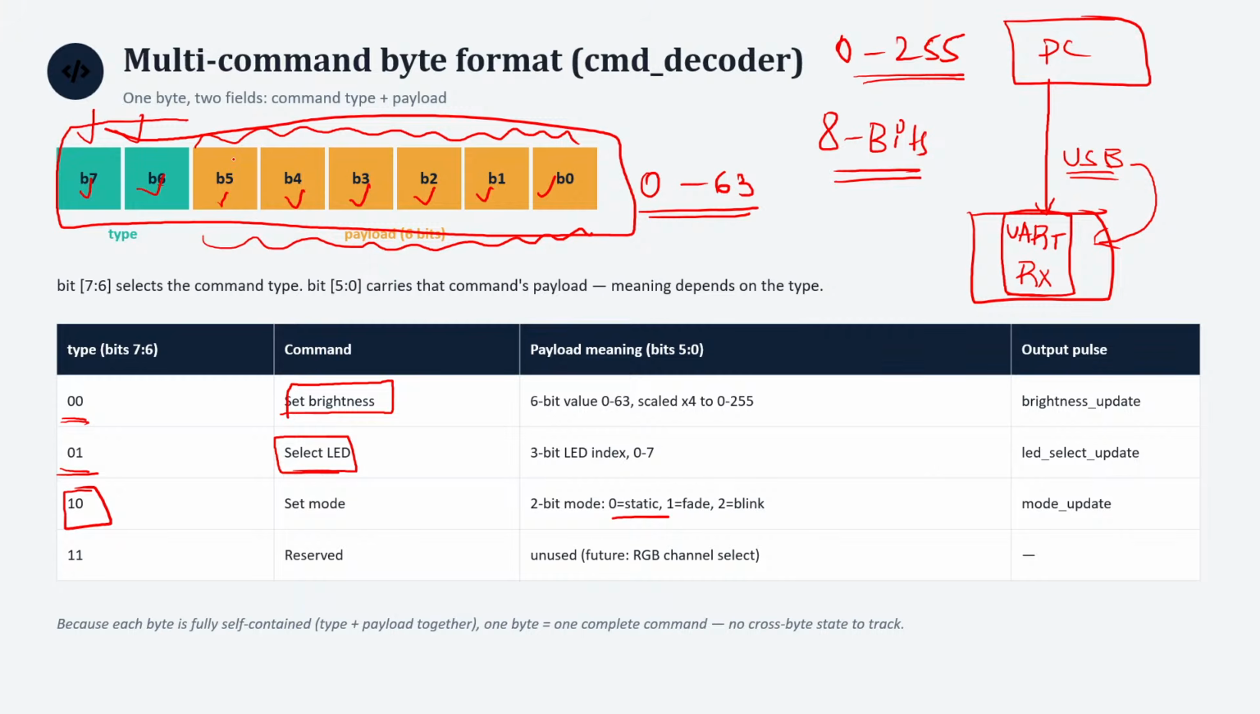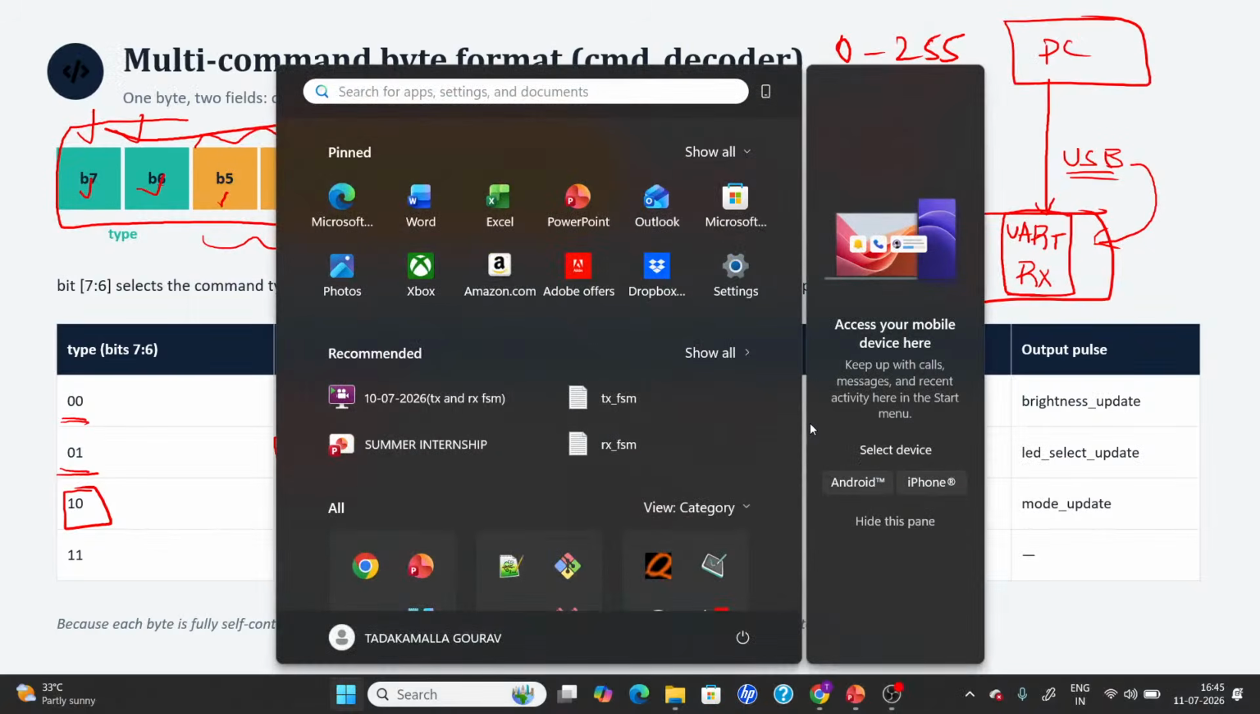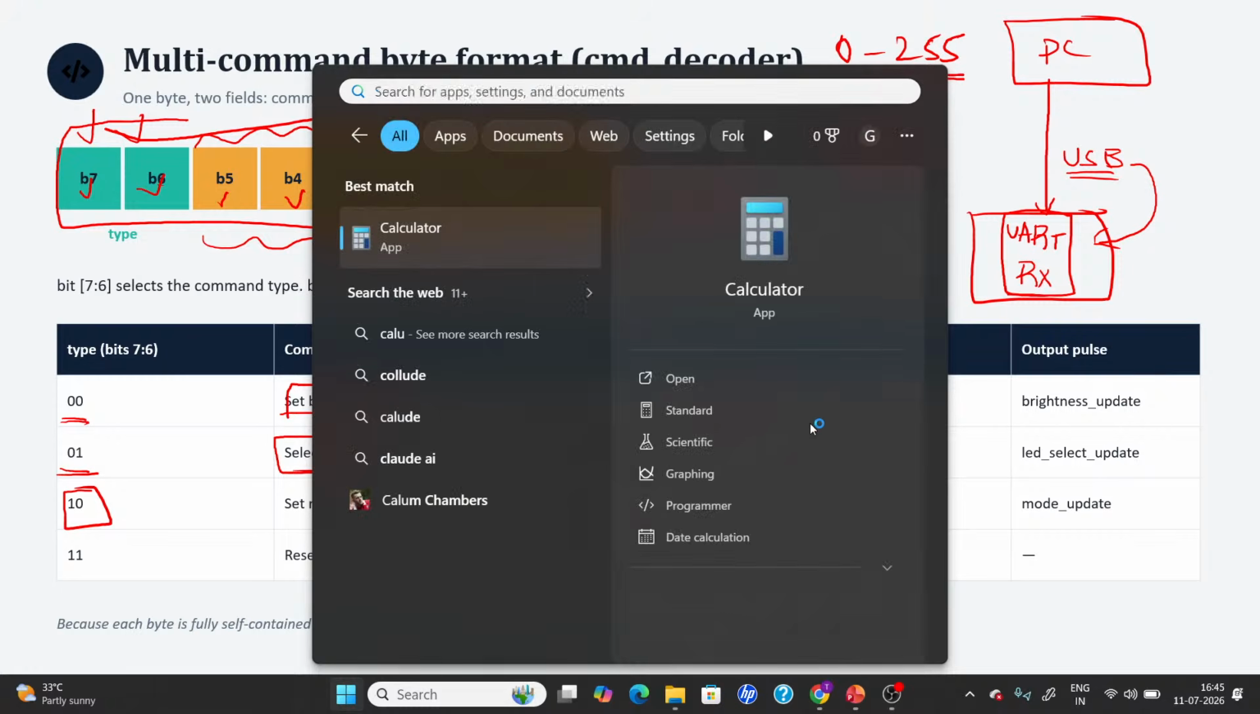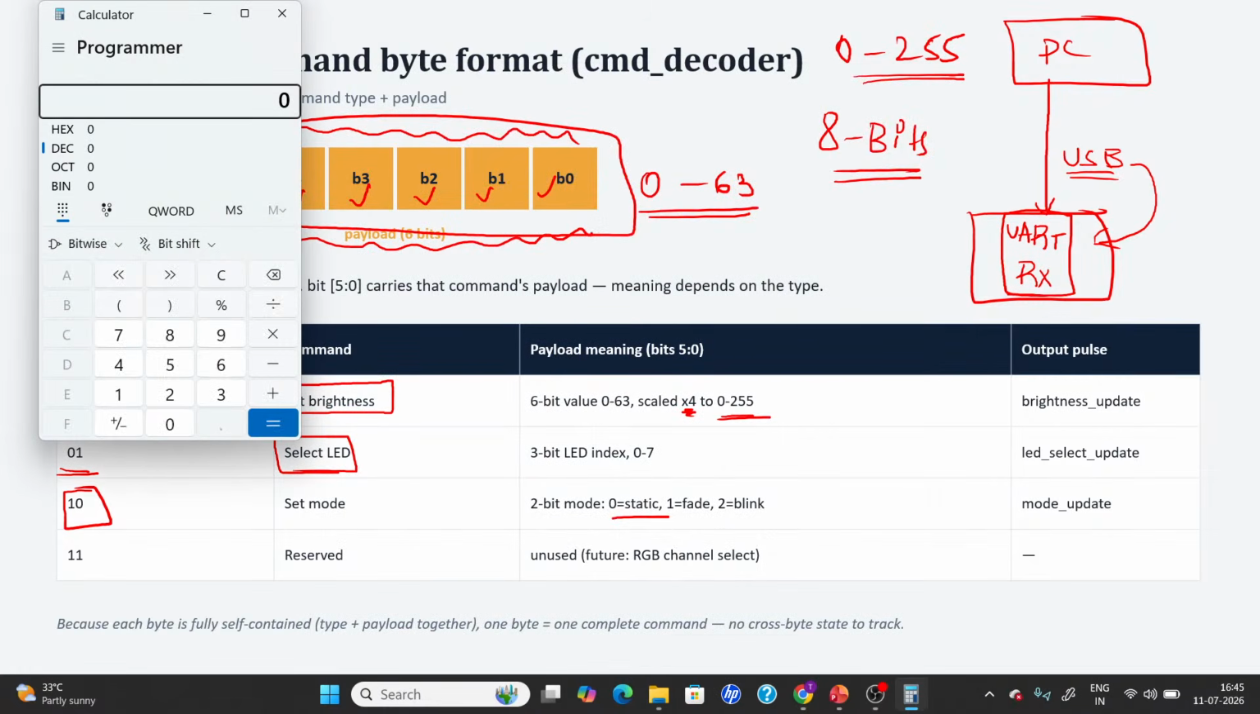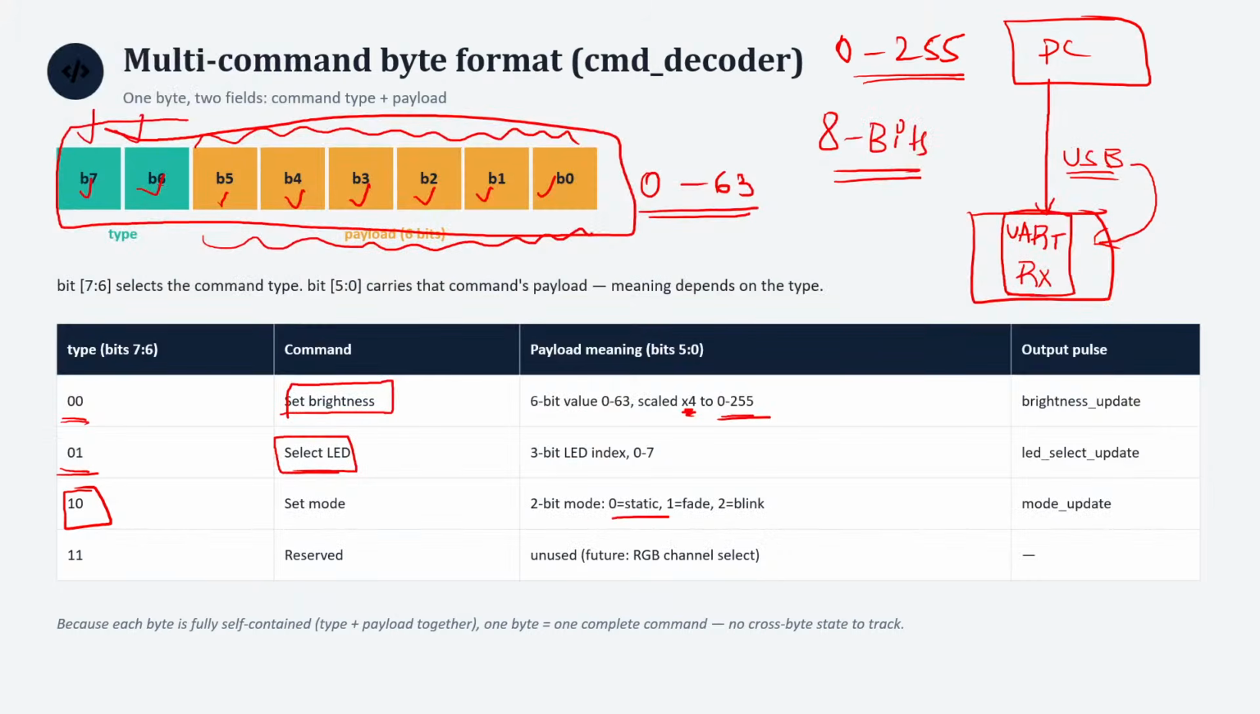Now, what are we going to do? We are multiplying it by 4. That's it. For reaching 255, we are multiplying it by 4. Let's say my brightness value is 63, I'm going to multiply it by 4. So what's 63 into 4? Okay, let me open the calculator quickly. Approximately 252. So if my value is 63 and I multiply it by 4, I'm reaching 252. I cannot reach 255, but using 6 bits, I'm reaching up to the value 252.